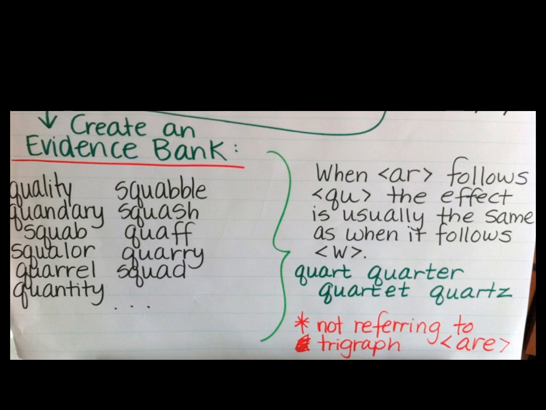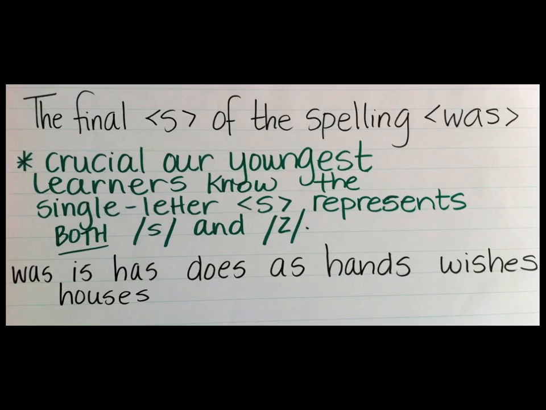The final S of the spelling "was," again we get that Z sound, is a very crucial idea that even our youngest learners need to know, that the single letter S represents both S and Z. And there's an example of many words down there where it does.